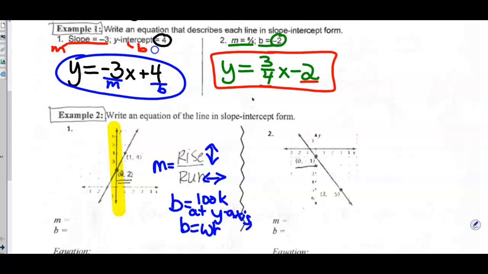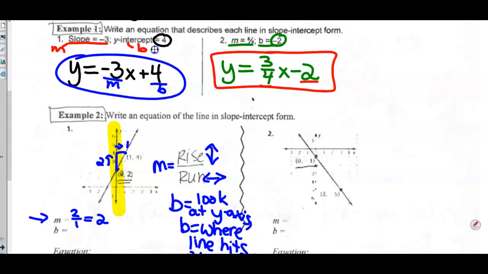b equals where the line hits the y-axis. So this one's easy to pick out. So over here, I'm just going to write in my slope. I'm going to count from point to point. There's 2 points here. I'm just going to be careful and make sure that we're counting. This is going up 1, 2. So my slope is 2 over 1, which when we write the equation, we want to be in simplest form, so this can actually simplify to just 2. That's my slope. I went up 2, that's my rise. I went over 1, that's my run.